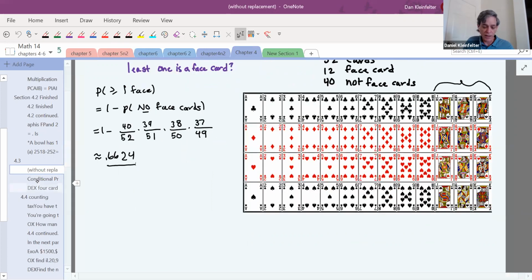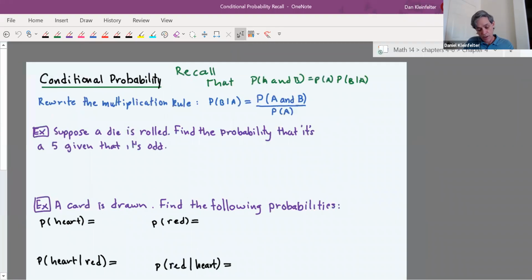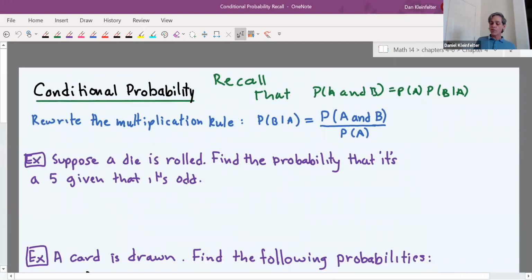All right, so moving along, I want to look at a little conditional probability. So that's next. First thing to do is to remember the and formula, right? Probability of A and B is the probability of A times the probability of B given A. And if you rewrite that so that the probability of B given A is isolated, this gives us a fraction, the probability of A and B divided by the probability of A. So this is a way for us to calculate conditional probability, and I wanted to show one example of how that works. So let's try it.